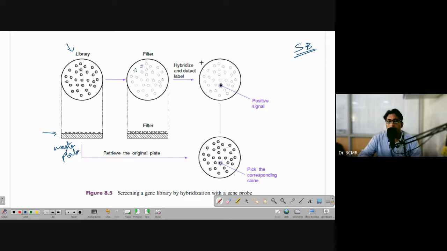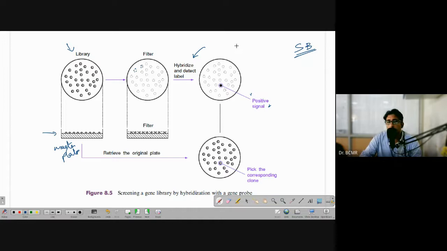And then we add, there are many steps which we will see in the next slide, but this is the general overview, where we will hybridize and detect the label. That means we will cut open, we will digest the cells, open them up, denature the DNA, and add the probe. And then we will develop the radiogram and figure out which of these colonies is giving positive signal.